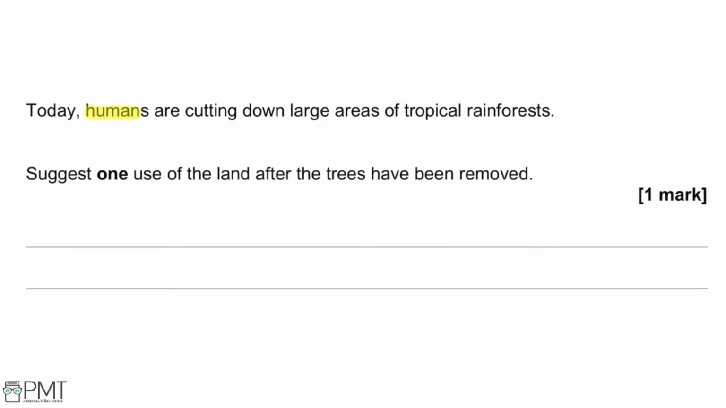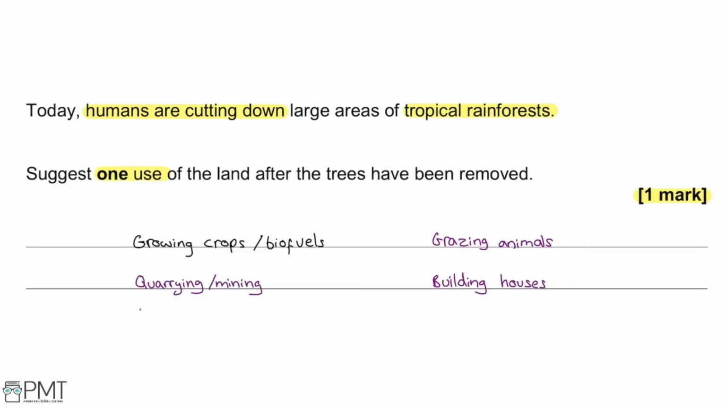Today, humans are cutting down large areas of tropical rainforests. Suggest 1 use of the land after the trees have been removed, and this question is worth 1 mark. There are many potential answers here. One is growing crops or biofuels. One is grazing animals. Another is building houses for people to live in. You could say quarrying or mining for materials, and dumping waste, so for landfills.